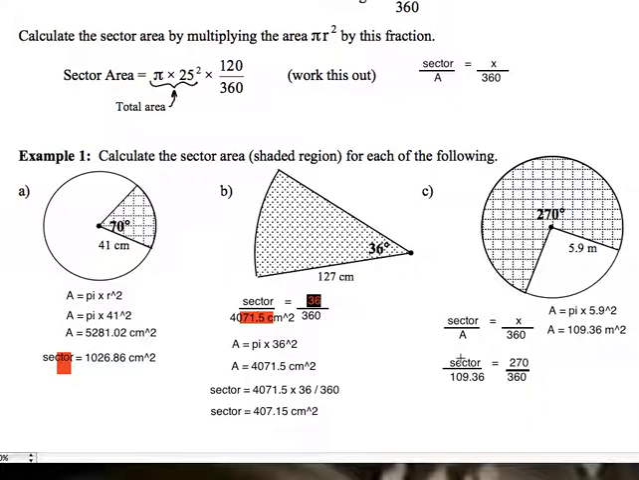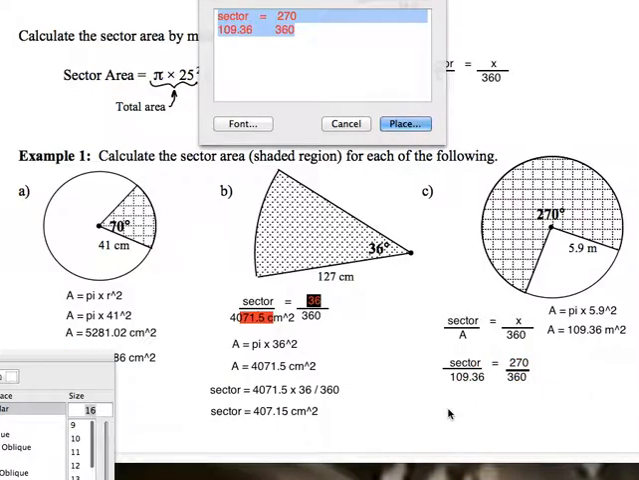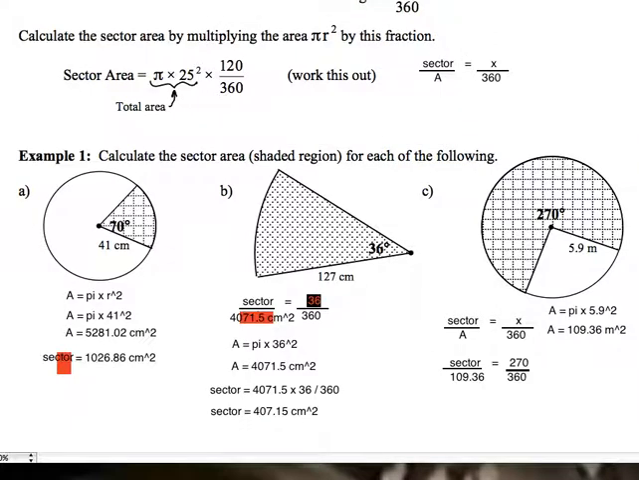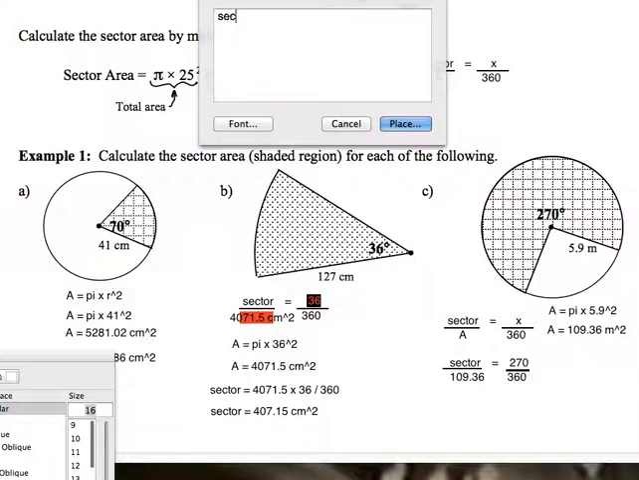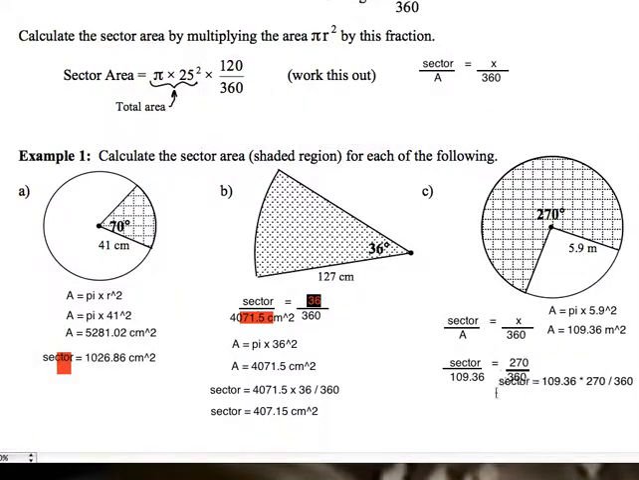I can say 360 times the sector is equal to 270 times 109.36. Or, as is often pretty quick in this unit, it's a little bit faster because you're always looking at these straightforward proportions. You just do the old fish method. This times this divided by this gives me that. All right, let me write that out. Sector, let's try that again. Sector is equal to 109.36 times 270 divided by 360. And that'll give me my sector area.